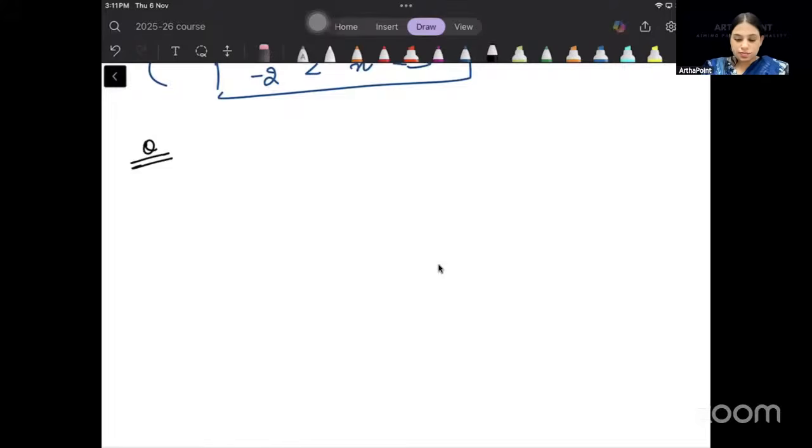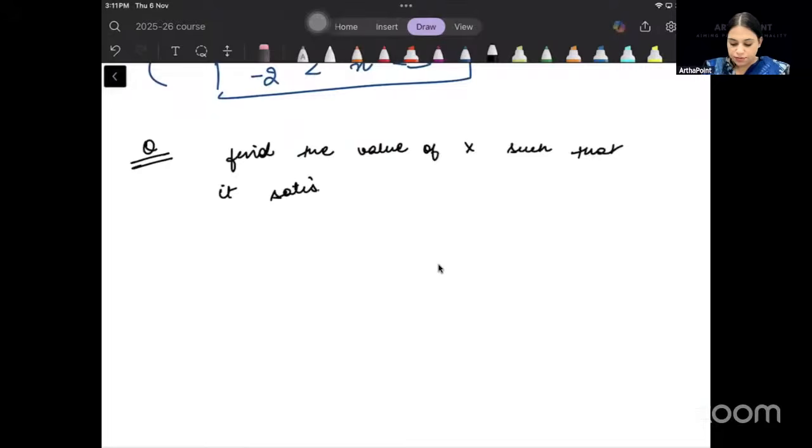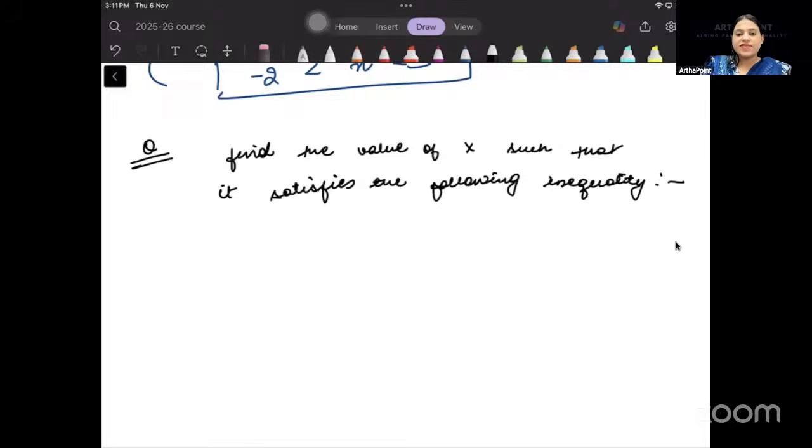So this is: find the value of x such that it satisfies the following inequality, right? Such that it satisfies the following inequality. So the question is the following.